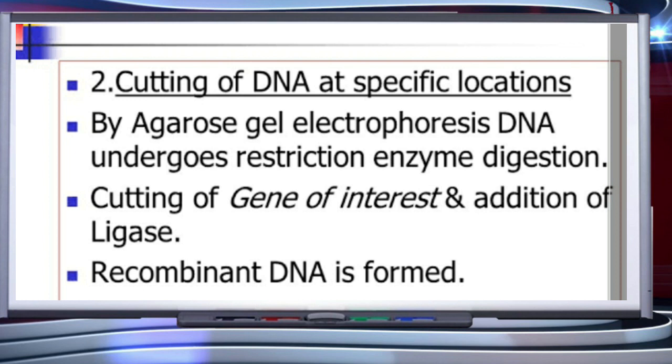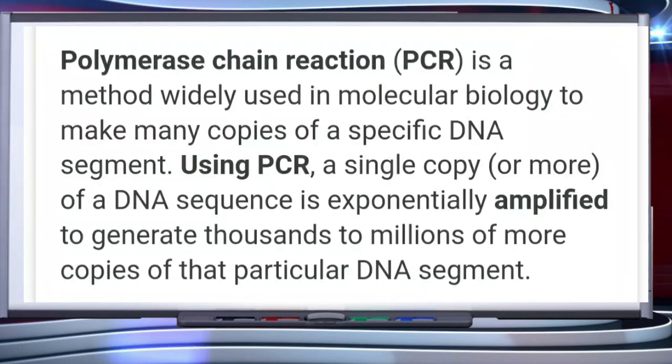Isolation of the desired DNA fragment is carried out using agarose gel electrophoresis, which we discussed earlier. Next step is amplification of the gene of interest using polymerase chain reaction, or PCR. In PCR, multiple copies of a specific DNA sequence are made in vitro.